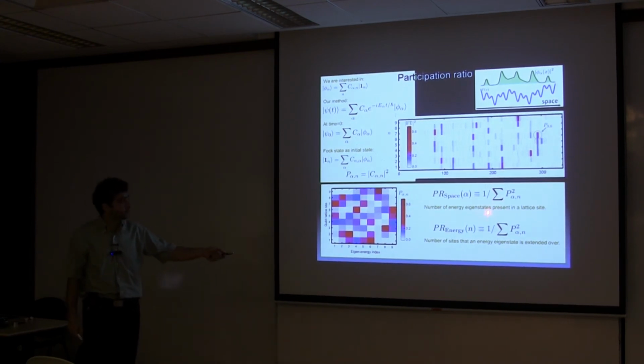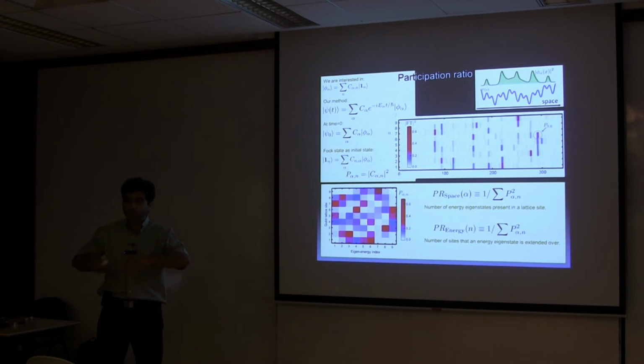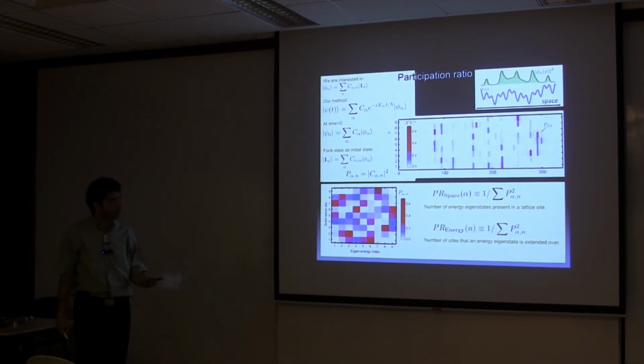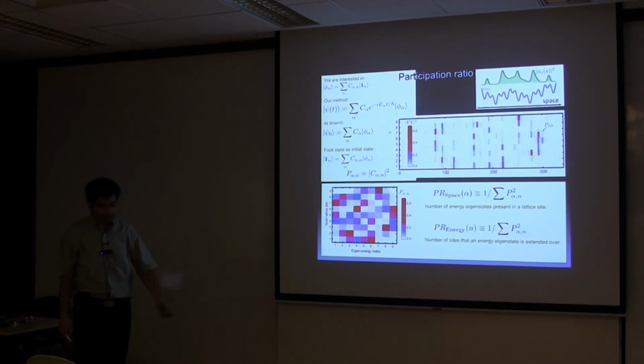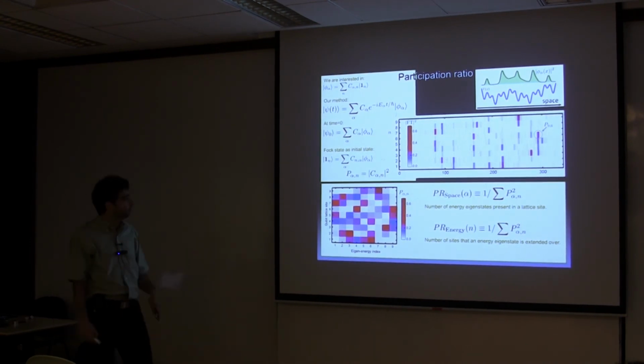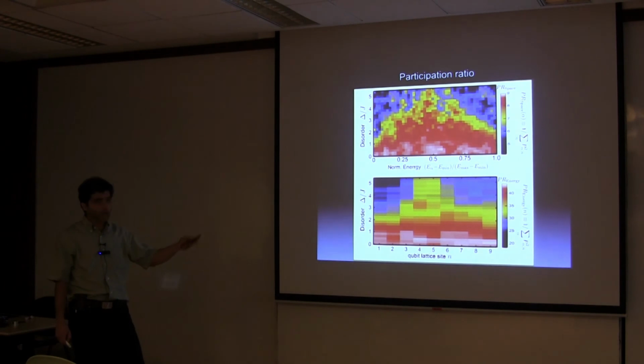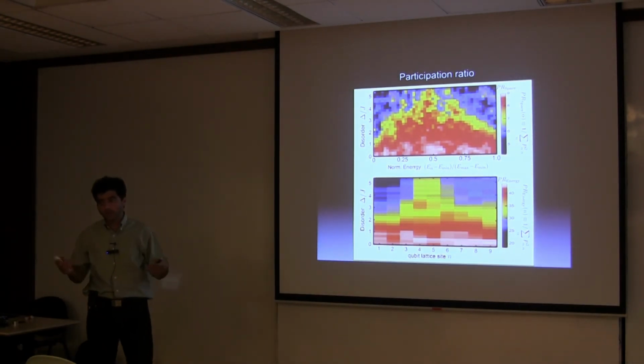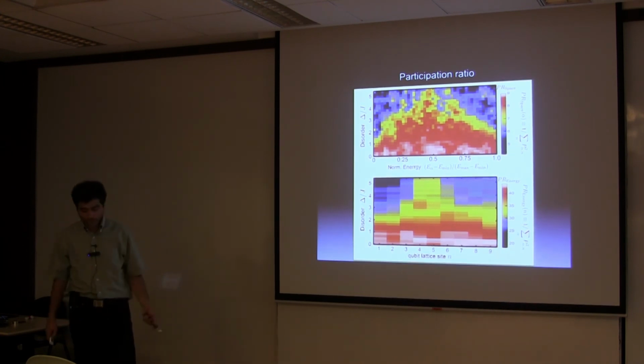One is the number of energy eigenstates that have a significant presence on a lattice site. Another is the number of sites that an energy eigenstate is extended over. So we're going to extract that from our, this is a non-interacting case. I'm trying to bring you up to speed, but here we actually did it for the full many-body case, where we have more than one photon and interaction was present. Let's start with this one. Let's try to understand this one.